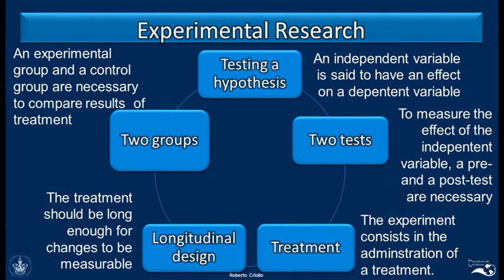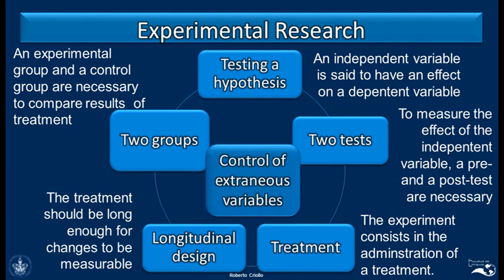Now, another thing that we need to do in experimental research is that we need to control the extraneous variables. We need to make sure that the effects that we're seeing in the dependent variable are only caused by the independent variable that we're testing. So we need to control all of the other variables that may be related to any kind of changes so that we can make sure that the changes are really caused by the one and only independent variable that we're testing.